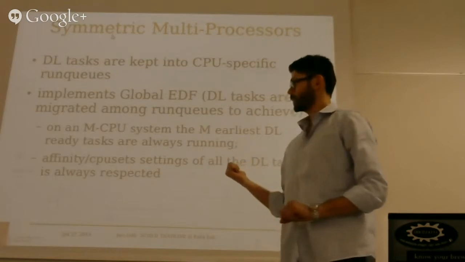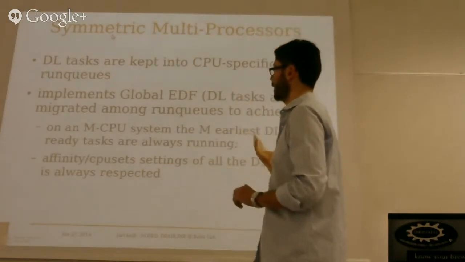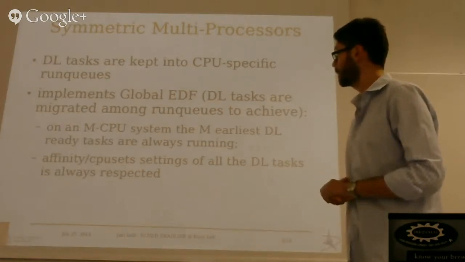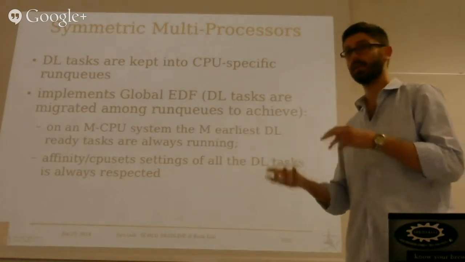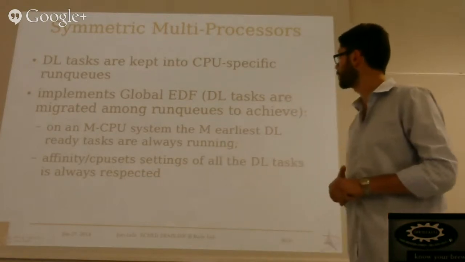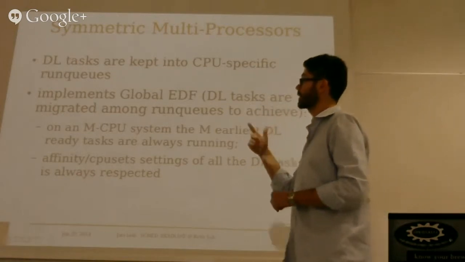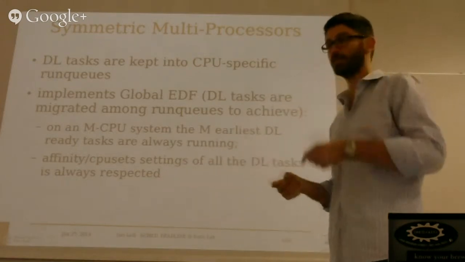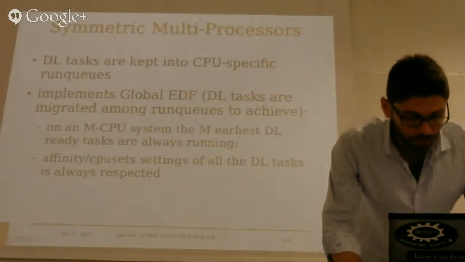I already showed this slide yesterday, but just to recap, on SMP systems we try to implement what we call global EDF, so global scheduling. Basically on an N CPU system the M earliest deadline tasks that are ready are always running, and you also want to respect the CPU affinity sets. But since the other tasks are kept in per-CPU run queues, you have to perform migrations. Let's try to see how this is implemented.